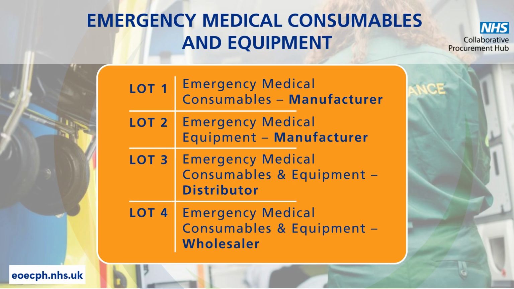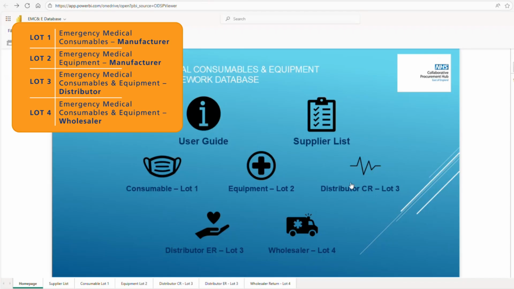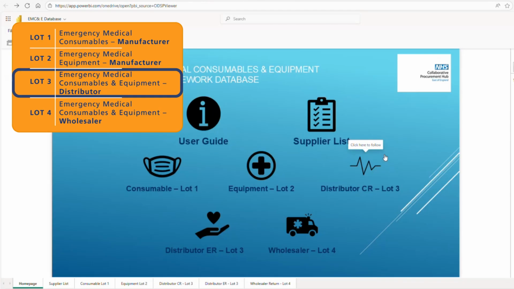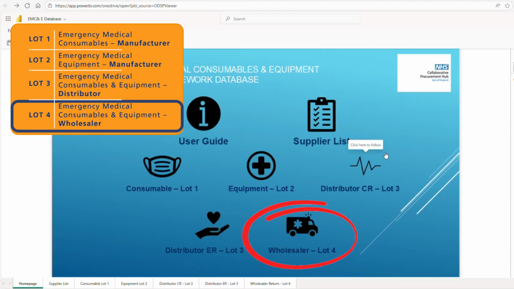So the database contains the 4 key areas, the 4 lots of the framework agreement. There are manufacturers, distributors, and wholesalers. The first 2 lots associated with the database, lots 1 and 2 in particular, are manufacturers. Lot 3 is distributors, covering equipment and consumables, and lot 4 is wholesalers. What the database does is allow a buyer to search across those lots.